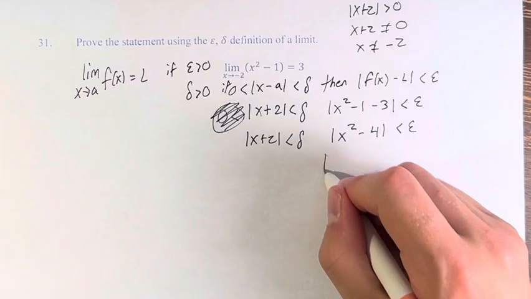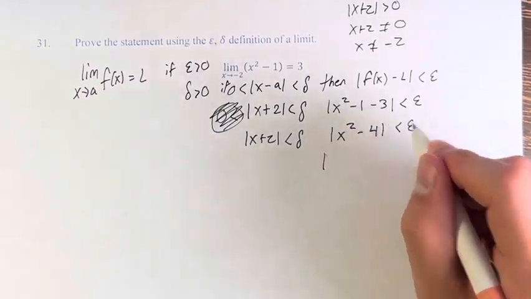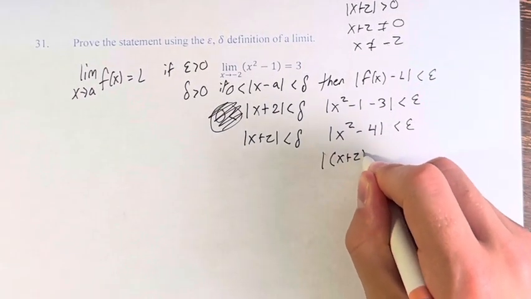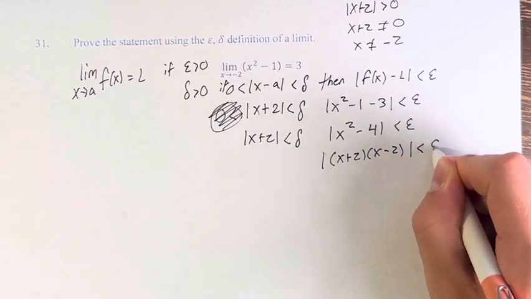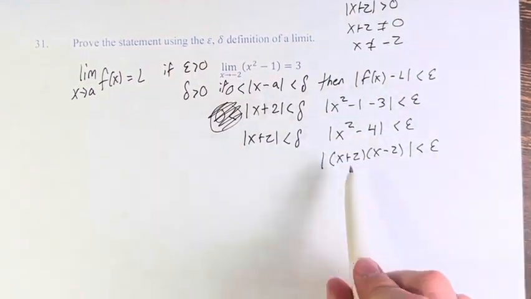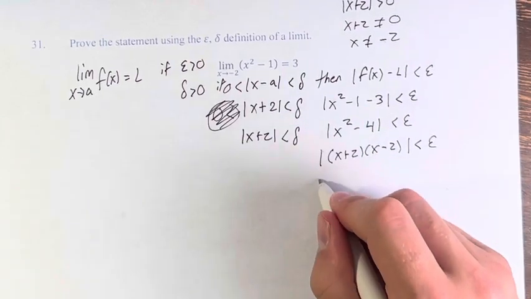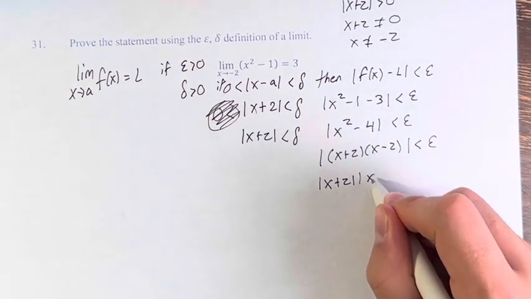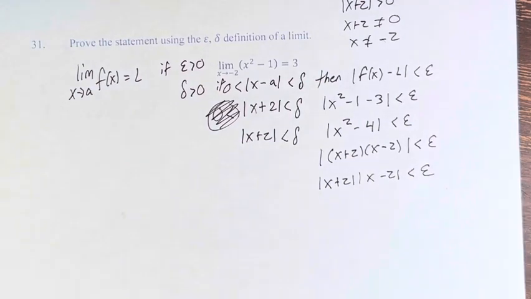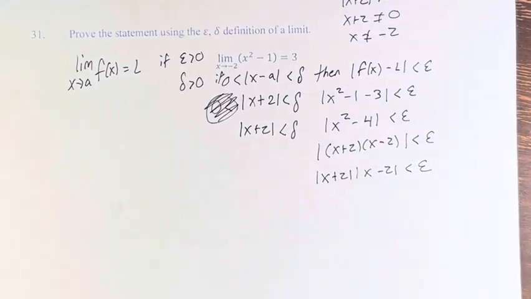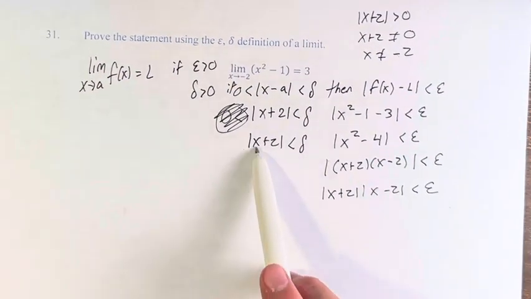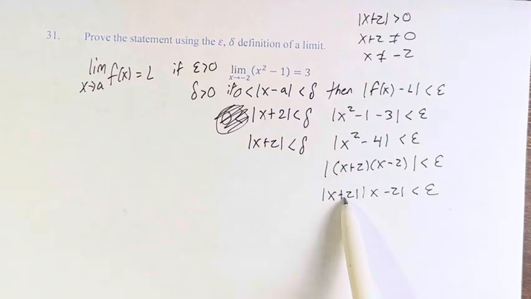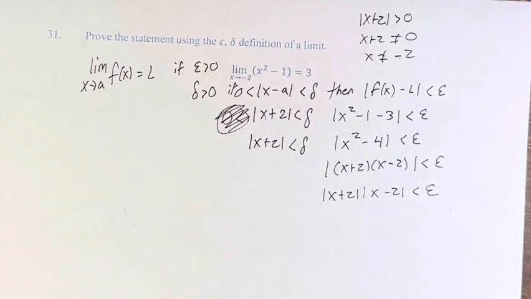We want to factor this, so x squared minus 4, this is x squared minus 2 squared, difference of squares. This is x plus 2 times x minus 2, and the absolute value of this is less than epsilon. If we have the product of two things inside of an absolute value, we can take them out into their separate absolute values, just like so. And then we want to get a relationship between delta and epsilon. We have x plus 2 is less than delta, we have x plus 2 is less than epsilon, but we have this thing attached. And we can't just divide out by x minus 2 because then you have x's on both sides.